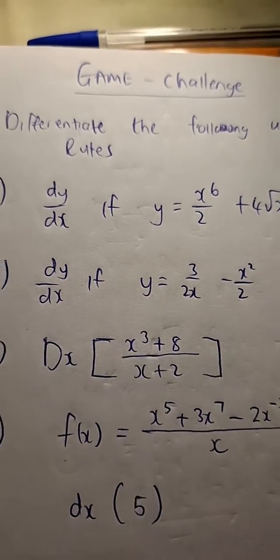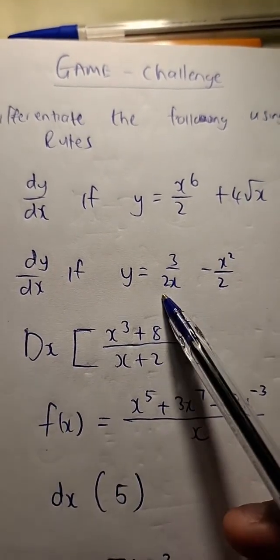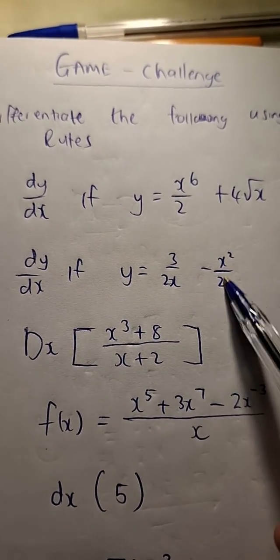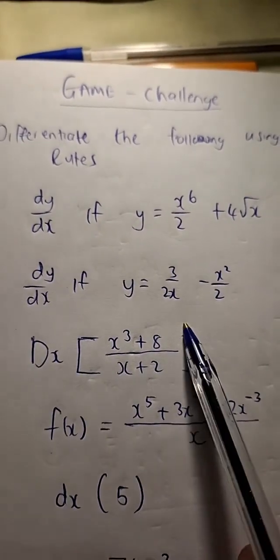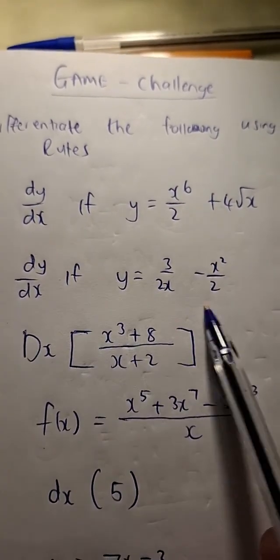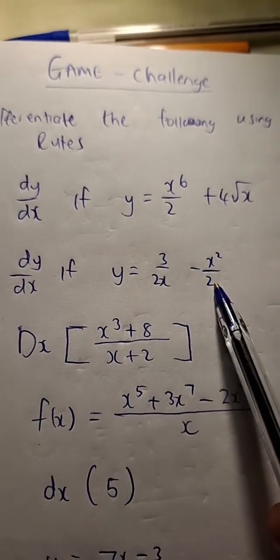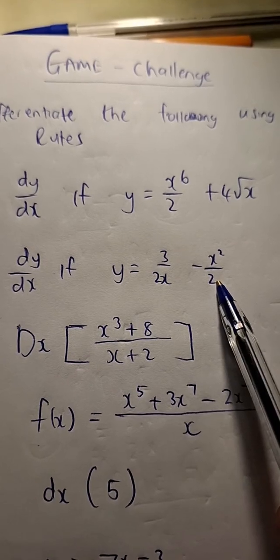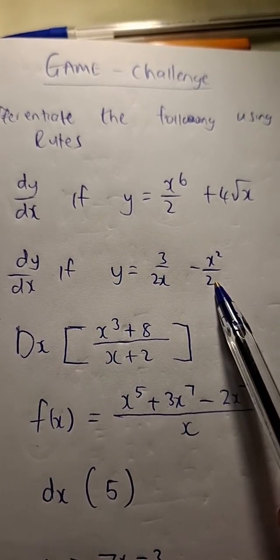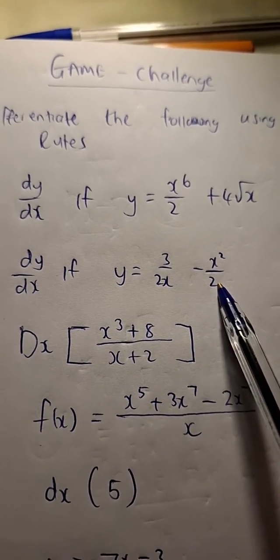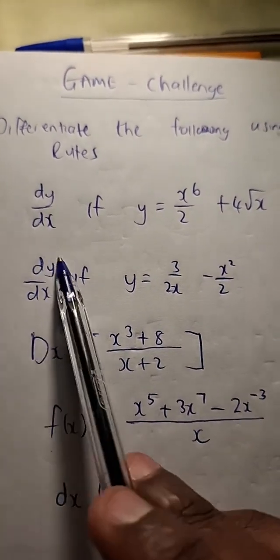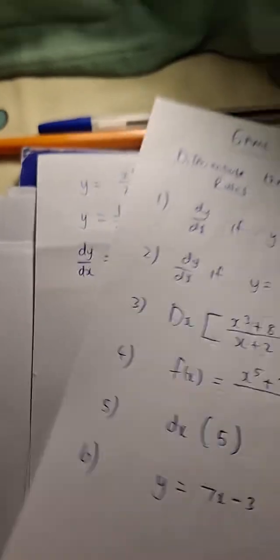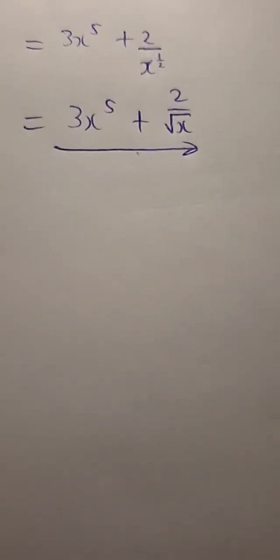So dy over dx if y is equal to 3 over 2x minus x squared over 2. So let's differentiate this. The way that we did this one is the way that we're going to do this one. We're going to take y first. We are going to simplify it so that all variables are in the numerator, coefficients are defined, and then after we have clearly done that, then we can differentiate with respect to x.